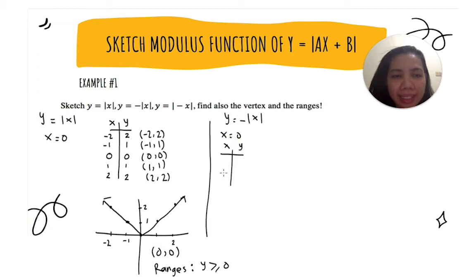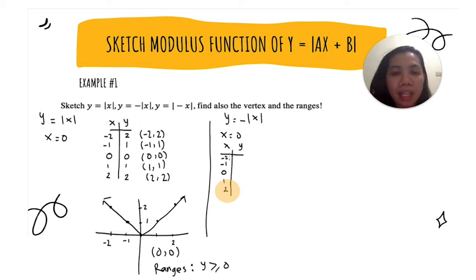Put the x coordinate of the vertex here, and then the same thing, take two values of x from the left and from the right side. So in here I have -1, -2. In here I'll have 1 and 2. And then try to find the value of y here.